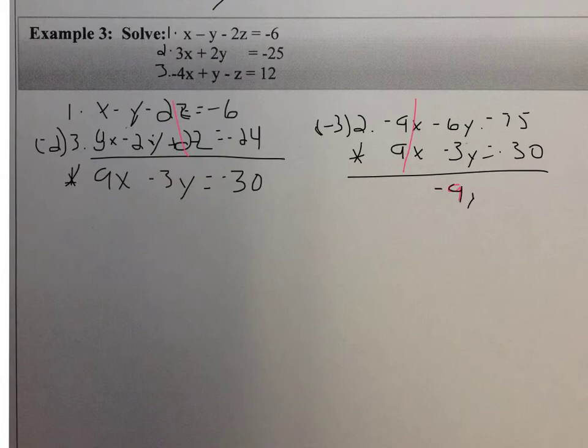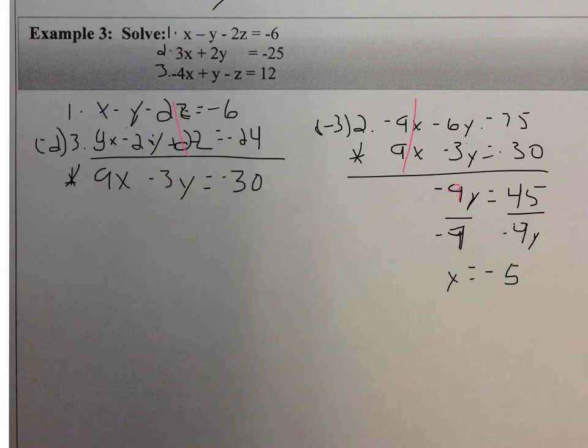Minus 9y equals 45. And I divide by negative 9. Divide by negative 9, y equals negative 5. Okay, so I have y equals negative 5 now.